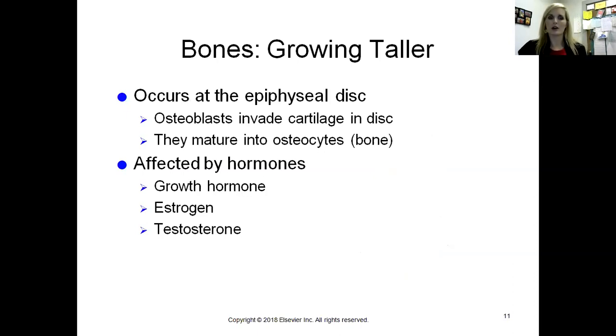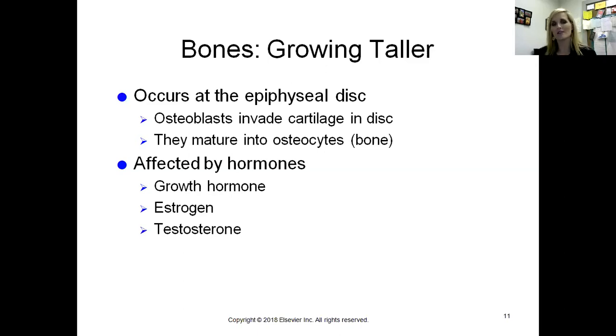So speaking of that process, our bones growing taller, this occurs within that epiphyseal disc. Again, I had mentioned to you guys real briefly, we have two different types of immature bone cells within our bone called osteoclasts and osteoblasts. Osteoclasts are the ones that break down old bone tissue or old cartilage tissue. Osteoblasts are the ones that come by and build up the new tissue. There's a better picture on the next slide that I'll show you guys what I mean by that.